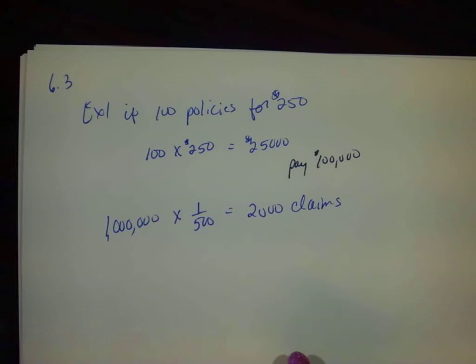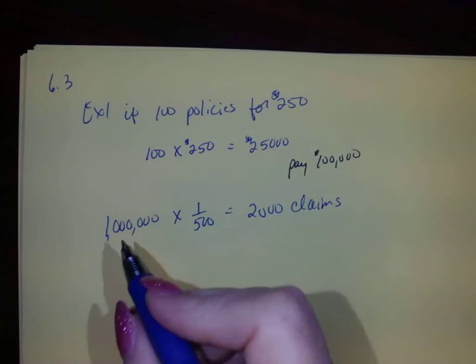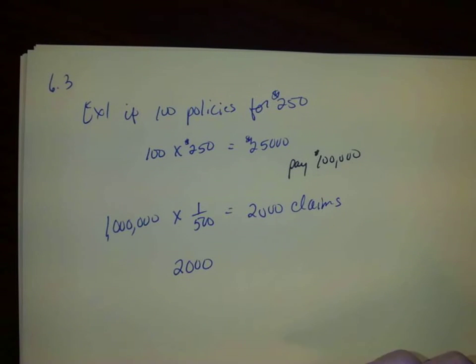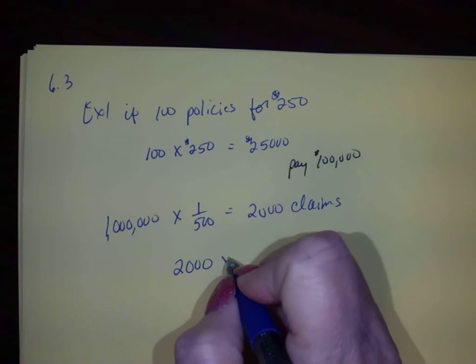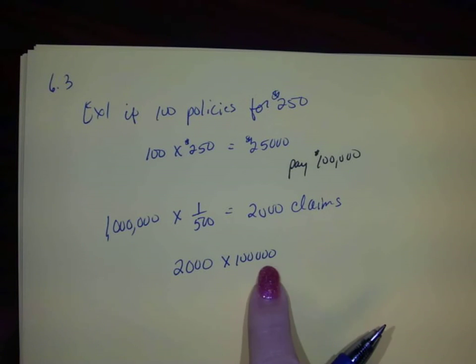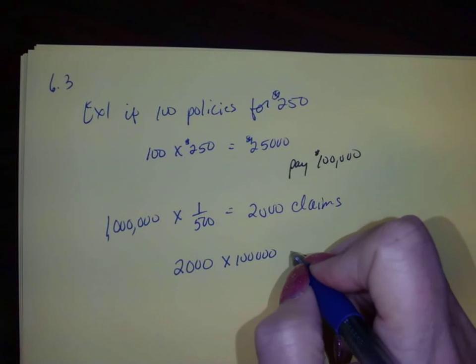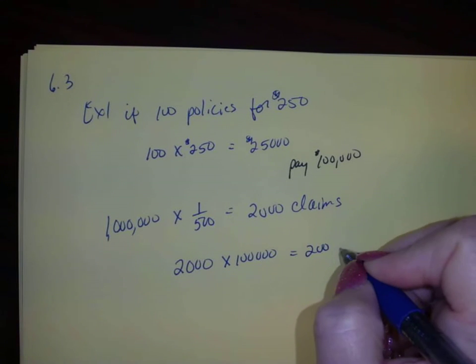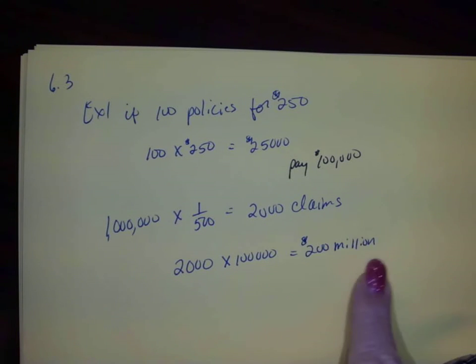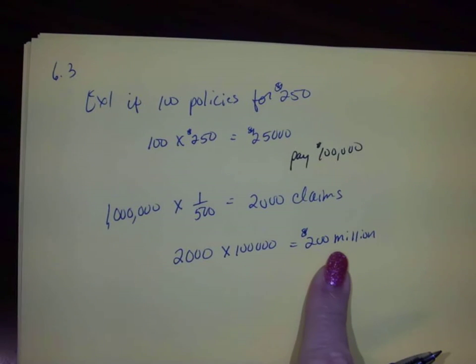Now, if we pay out 2,000 times $100,000 per claim, that's going to be $200 million. That's how much they're going to pay out, right?